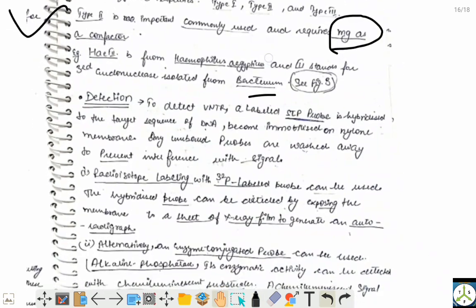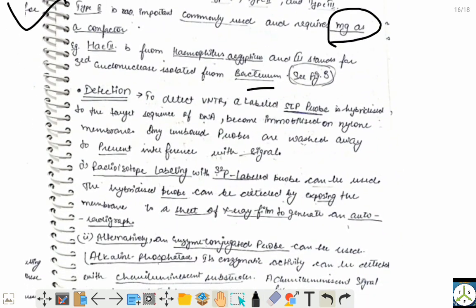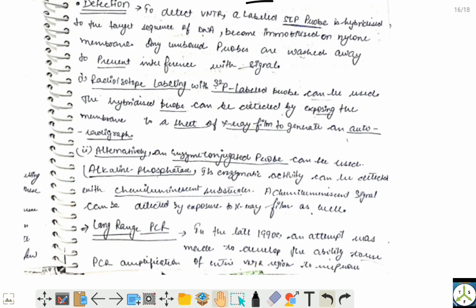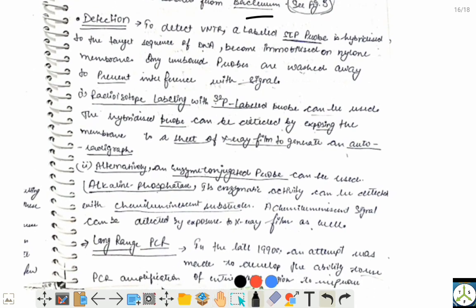Now, we have to detect the last product of the RFLP on the X-ray film. Then we use two different techniques. One is radioactive labeling, and the second is the enzyme conjugated probe. In radioactive labeling, we use an isotope of phosphorus, that is 32.